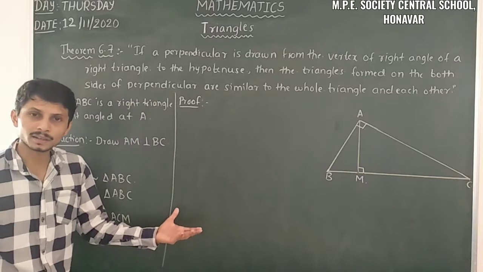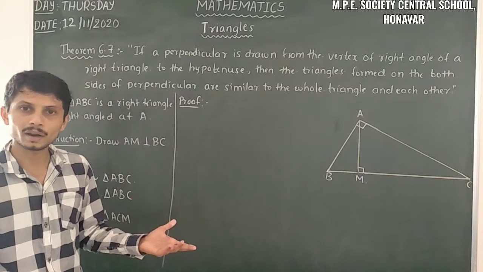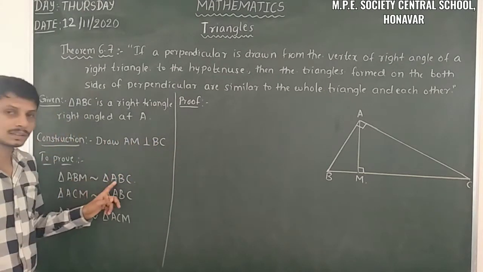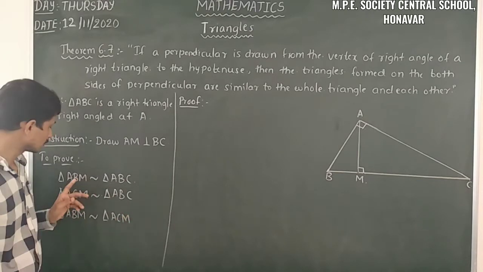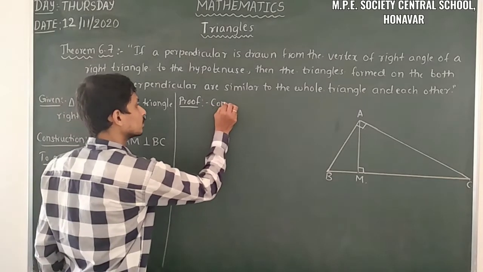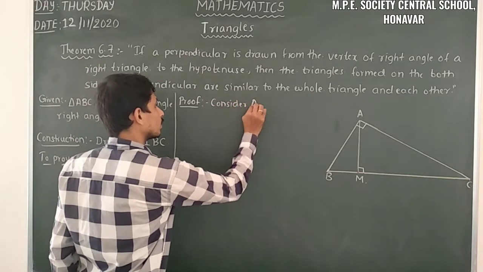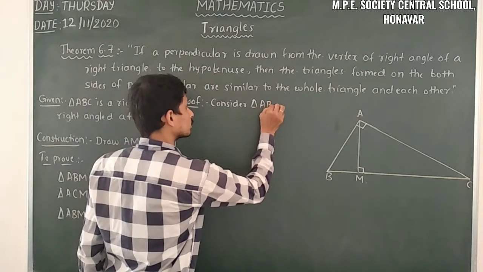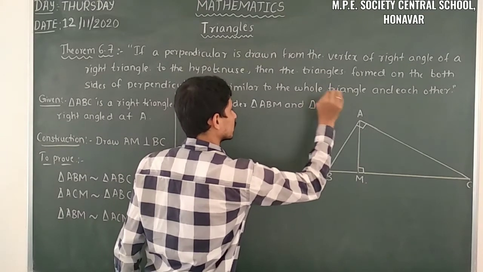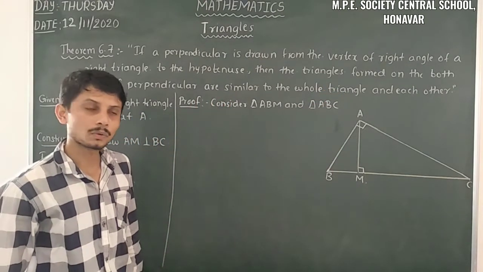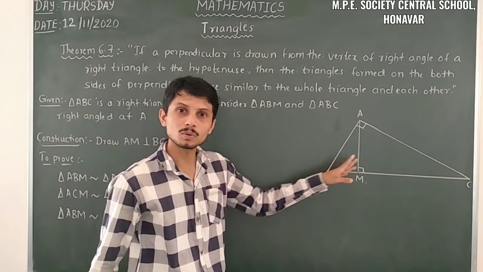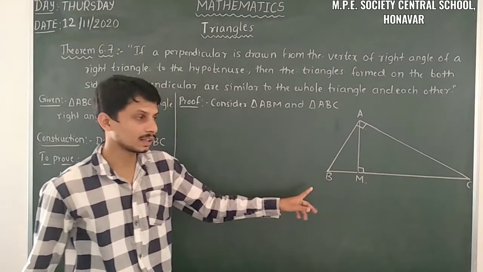So from the suitable criterion, we have to prove those two triangles are similar. Consider this and this, like this we have to take. So firstly I will take triangle ABM and triangle ABC. Consider triangle ABM and triangle ABC. Yes. So what are the equalities there? Just observe angle B. Here angle B belongs to both the triangles.